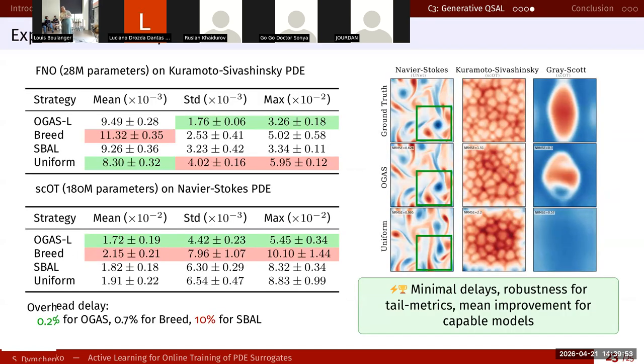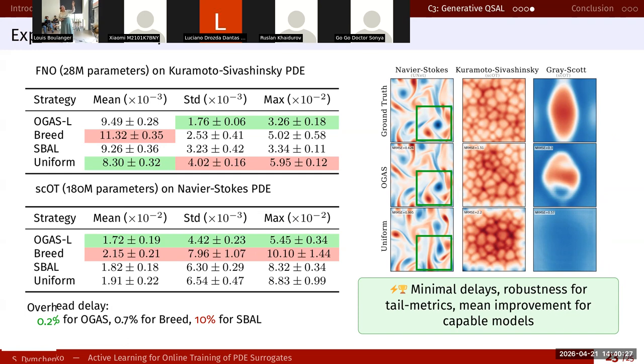So how did it show itself? Here I show some of the results of the experiments. First, you can see the table with neural network performance at the end of the training: the average loss, the deviation, and maximum. So again, we look at the tail performance. First, it's for Kuramoto-Sivashinsky PDE, the same we've seen before, the chaotic one. And the surrogate architecture is a Fourier neural operator with 28 million parameters.